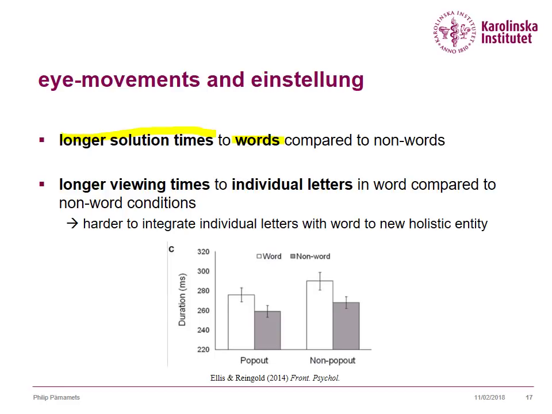Interestingly, the experimenters found longer viewing times to the individual letters in the word compared to the non-word condition. So each individual fixation, each individual glance, was longer in the word compared to the non-word conditions, and that's what you see on the graph down here. You can ignore the differences between pop-out and non-pop-out. These are just 2 different types of problems. The important thing is that, as you can see, the white bars here are taller than the gray bars here.